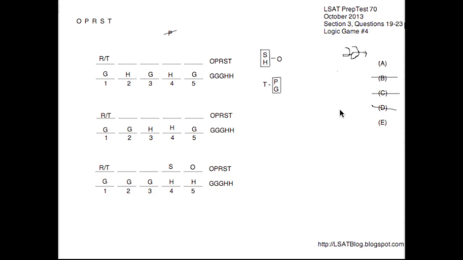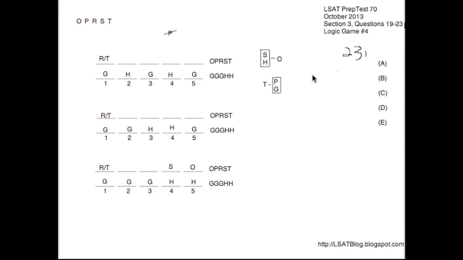Then finally, E, TG on 5. If we had TG on 5, the G part of that works, but the T part doesn't because T's got to have PG after it. So E's gone as well, leaving A for number 22.